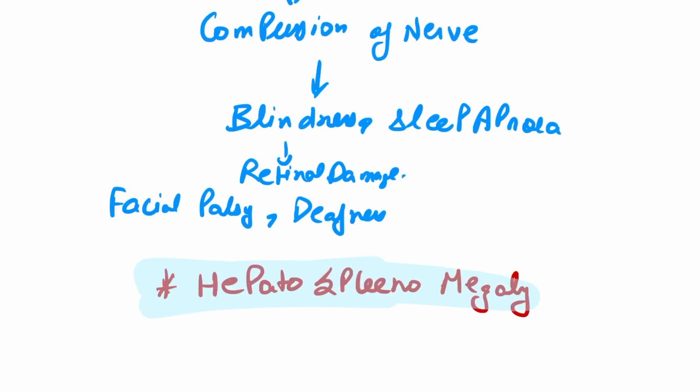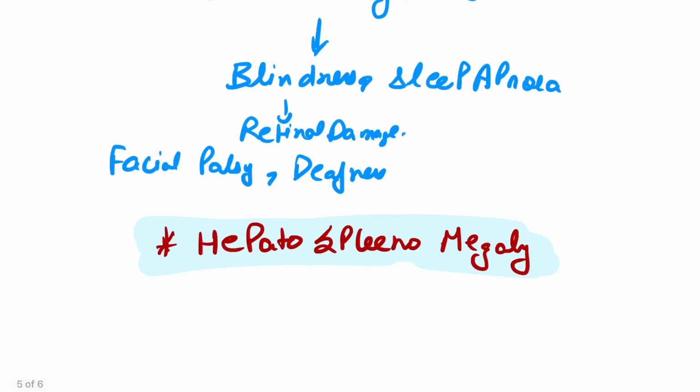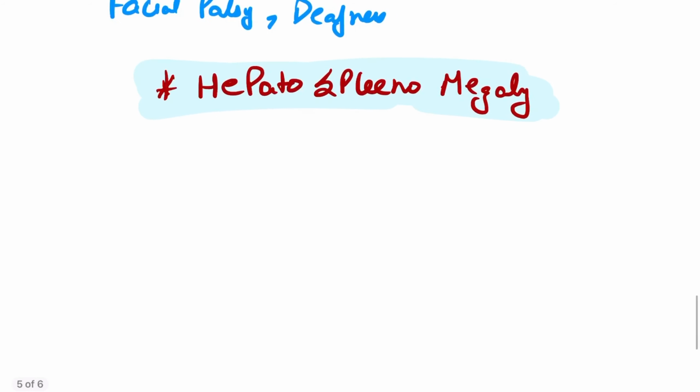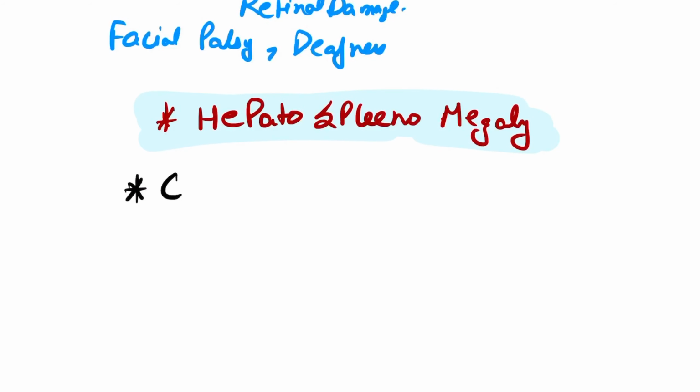Now, this also is the main feature you need to remember. There are MCQs on that. Another thing which you need to remember is, in case of osteopetrosis, there occurs enamel hypoplasia.